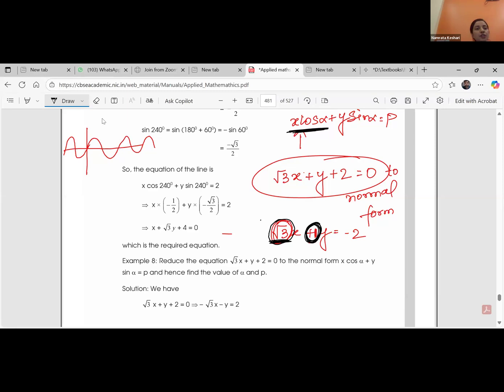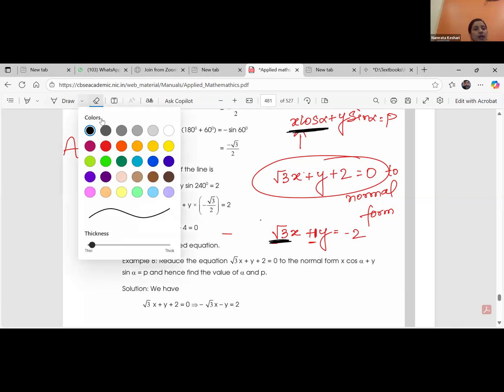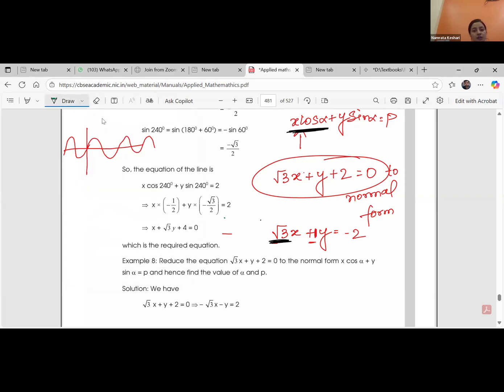We will try making it a number which you see on the other side, 2 is there. We can divide both sides by 2. Okay, dividing both sides by, let's divide by minus 2.